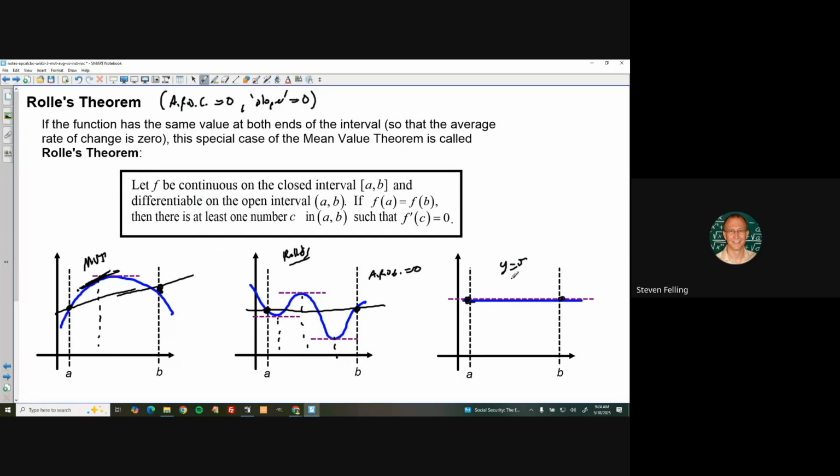So Rolle's theorem is just a special case of the mean value theorem. I usually don't really worry about that. I just use the phrase mean value theorem. But you should be aware that Rolle's theorem is a way to label the mean value theorem in the special case where the average rate of change is 0.